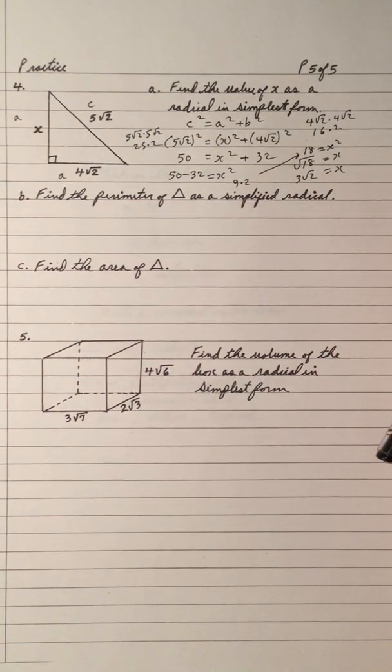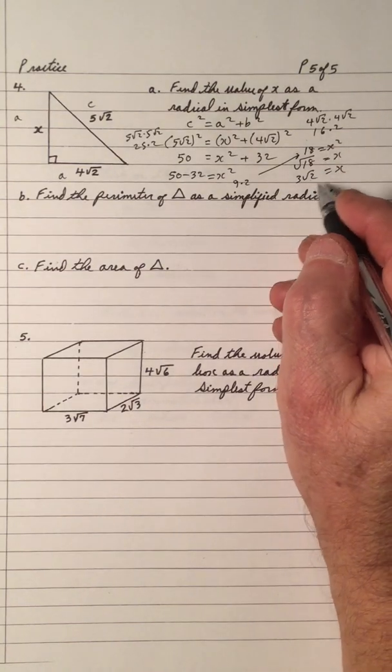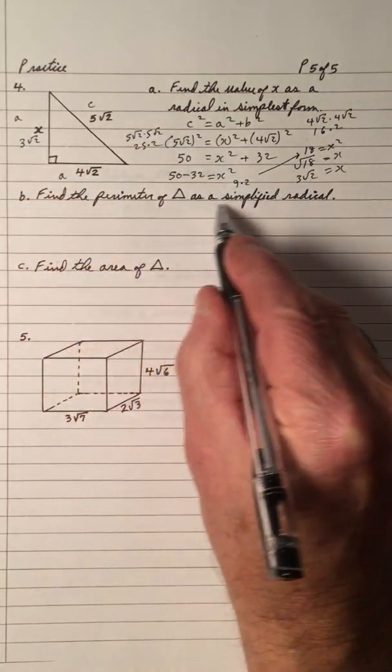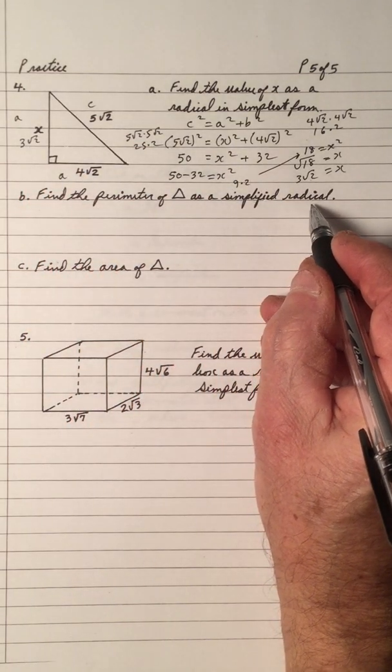So we have radicals done. We can use the Pythagorean theorem. Now, we got x as 3 root 2. Next question: find the perimeter of the triangle as a simplified radical.